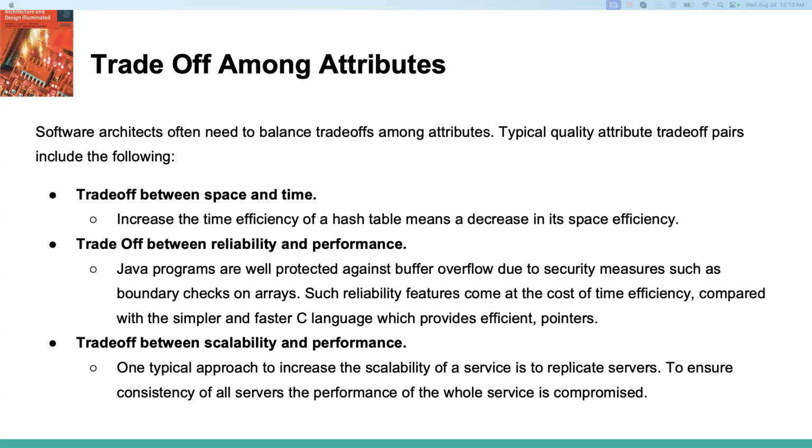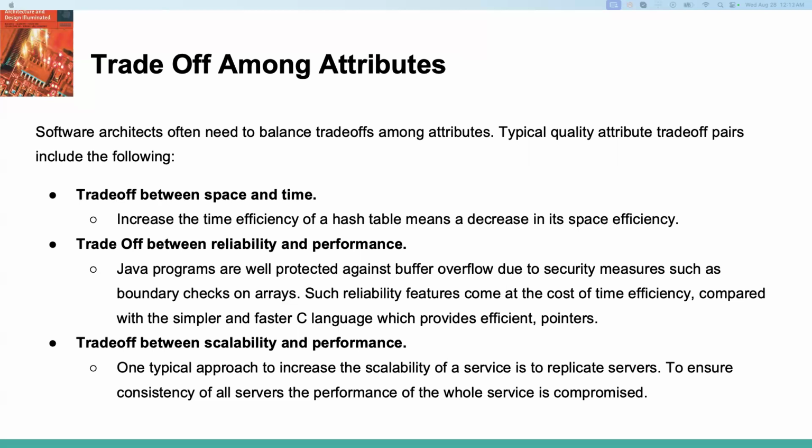Balancing software design is often like walking a tightrope. There are trade offs to consider, and it's up to software architects to find the right balance among different attributes. Here are some classic trade off pairs. First, we have the trade off between space and time. Imagine a hash table. If we want to make it super fast, it might take up more memory space. So improving time efficiency can lead to decrease in space efficiency.